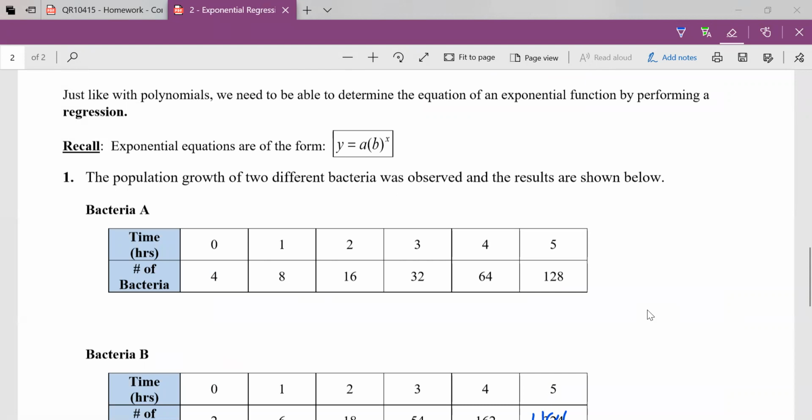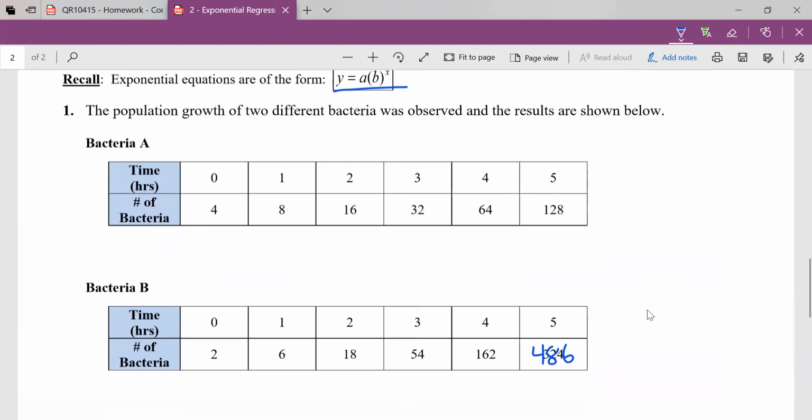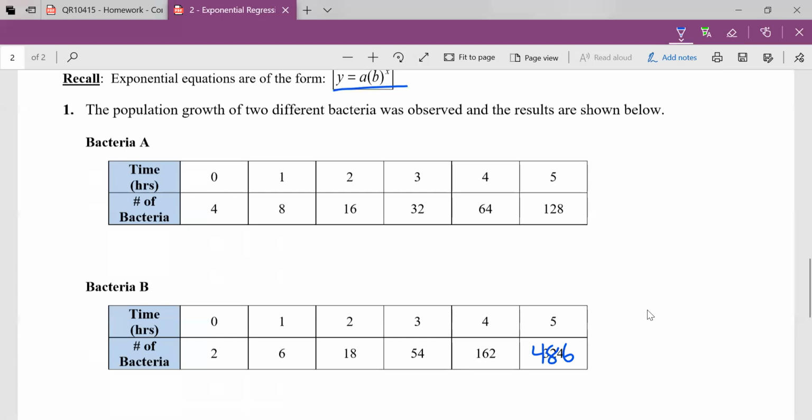And remember that we write our exponentials in this form here. And we're going to let the calculator do all the work for us. That's the cool part about this. So make sure you've got your calculator. We're going to put the data in for bacteria A first, and then we'll do the data for bacteria B.